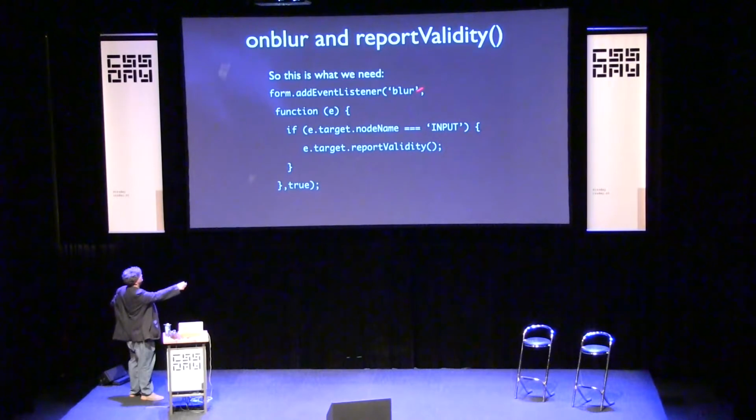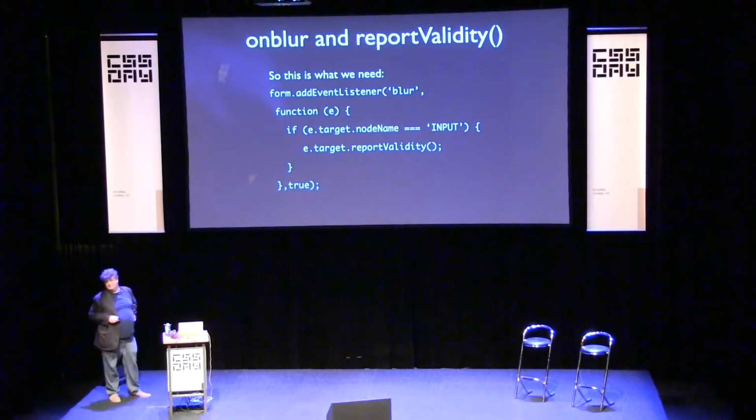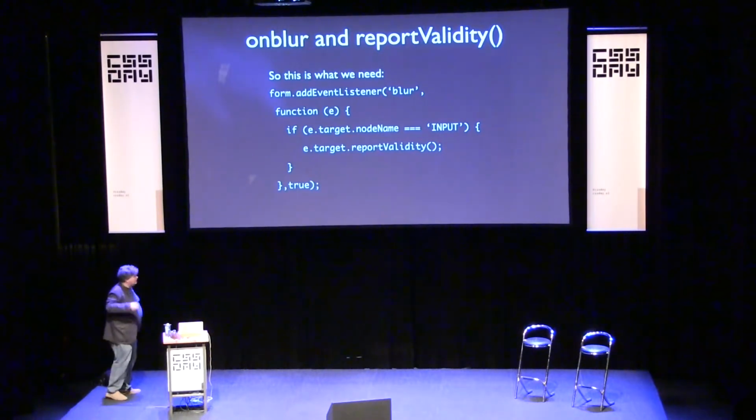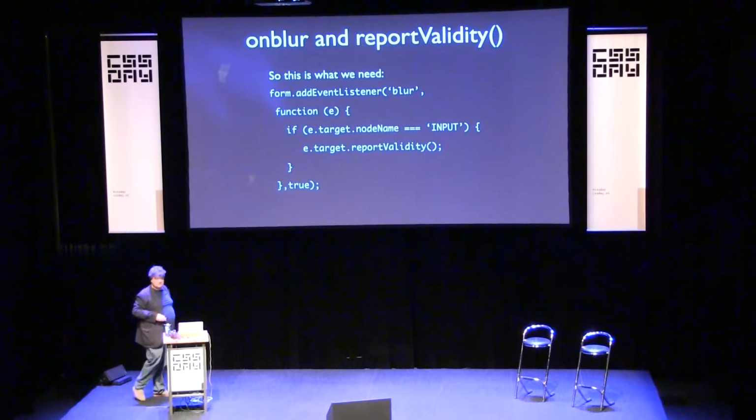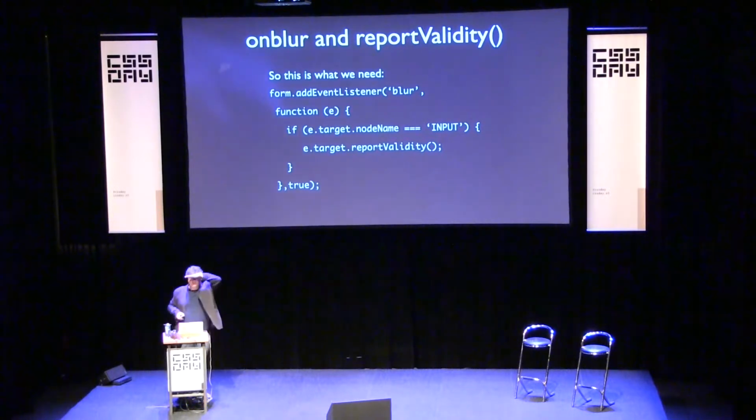We set a simple blur event listener, and if the target of that blur is an input, we call its report validity method, right? By the way, before I continue, I'm using true here, which means I'm using the blur event in the capturing phase. Who here has no clue what I'm talking about and why I do this? Some of you.